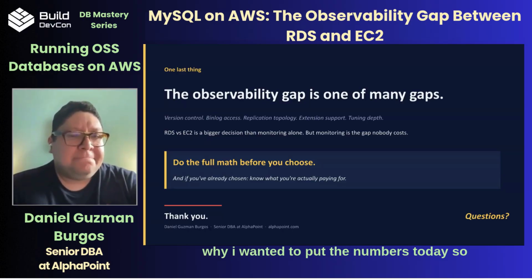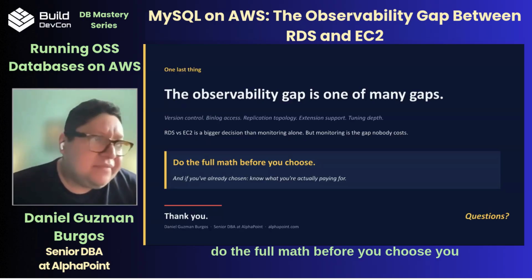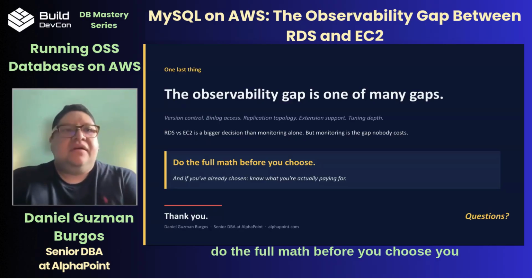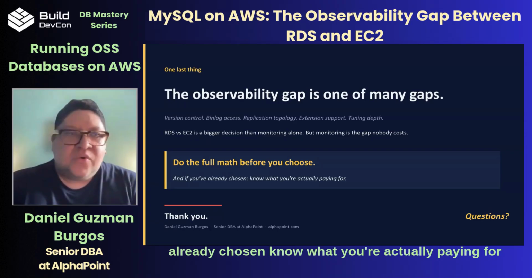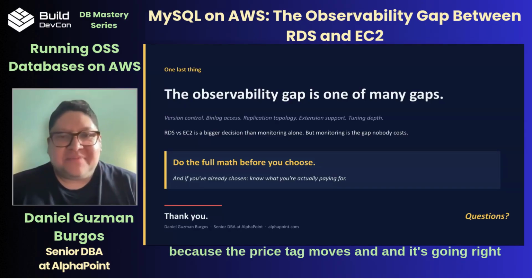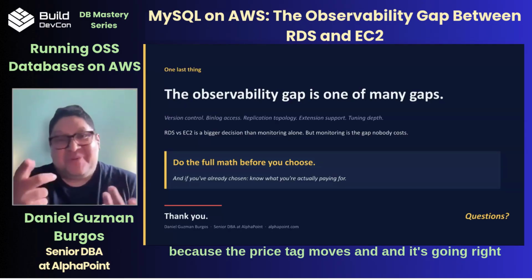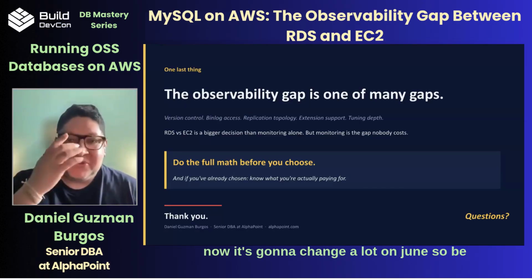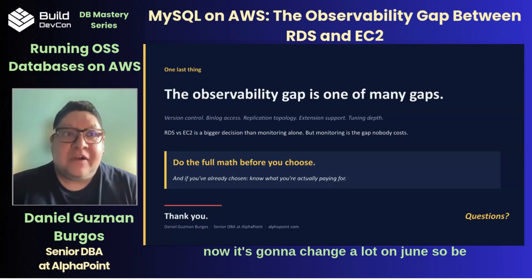So here's my ask: do the full math before you choose. If you've already chosen, know what you're actually paying for, because the price tag moves, and it's moving right now. It's going to change a lot in June. So be aware of that.